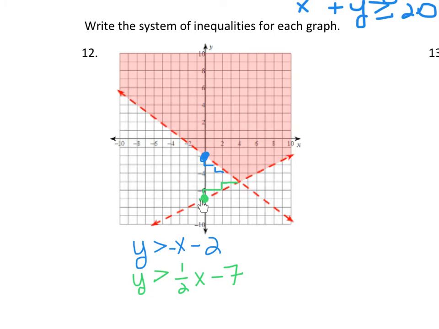Well, this one has a y-intercept of -7, so there's my -7. This one has a slope of 1/2, so 1/2 x. It's also shaded above the line. So since it's shaded above the line, it's going to be a greater than symbol. So y is greater than 1/2 x minus 7 is the other line for my graph.